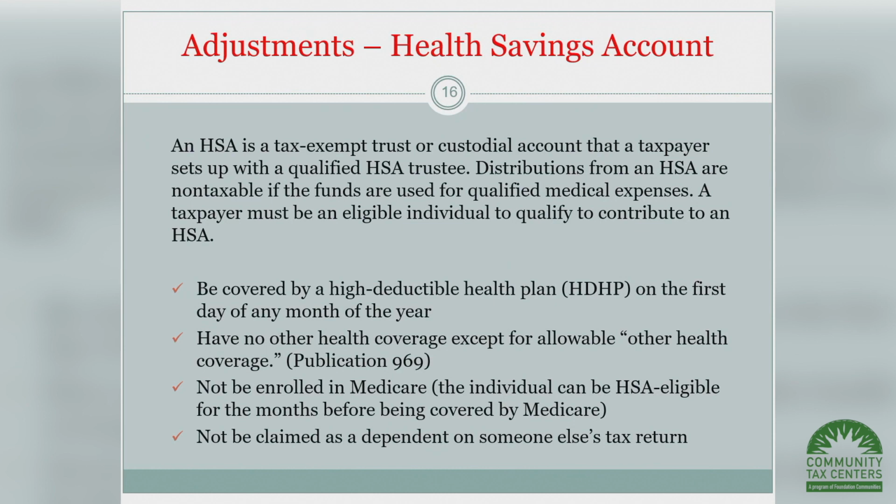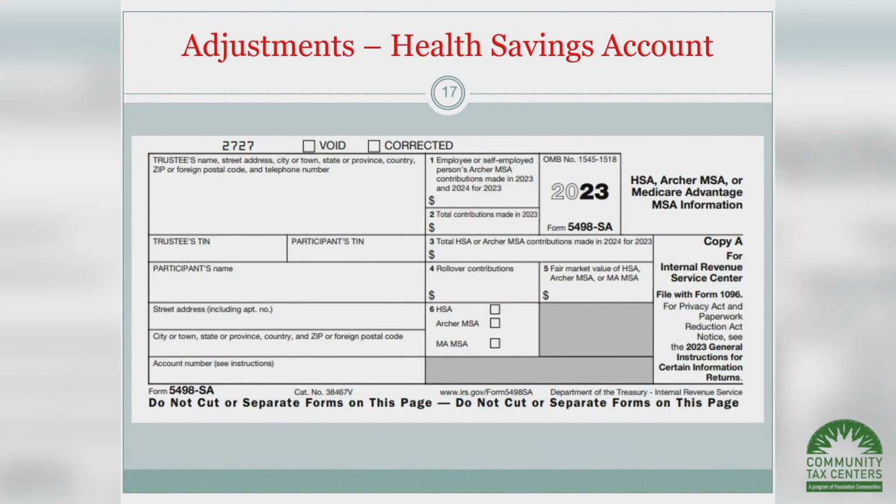Now, the employer will issue the employee a form 5498 SA. This is what it looks like. And you would input this information into TaxSlayer, where it'll show your total contributions made in 2023. And then when you withdraw it, you'll get a different form. Typically, on the W-2, you might see a code W, which indicates that that is a health savings account.